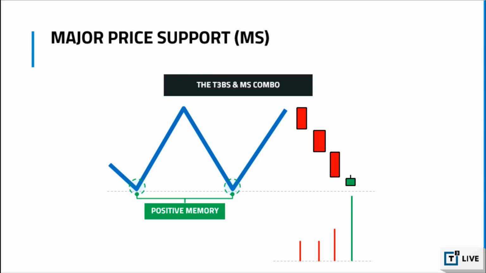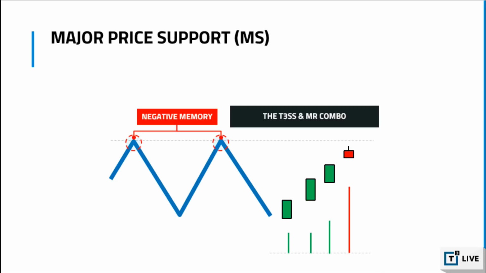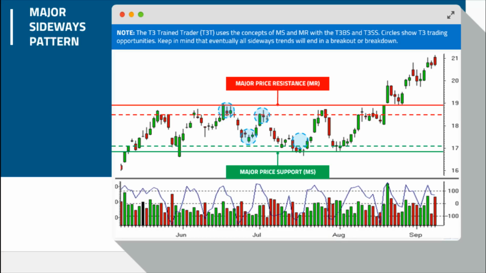That's 4 additional amplifiers or 40 extra points. So this would be a 50 point buy setup, a 50 point buy setup. This would be a 50 point sell setup. Okay, the T3 sell setup at major resistance. Negative memory: traders who got hurt get redeemed when they exit, it forces prices to come in. So it becomes a self-fulfilling prophecy.